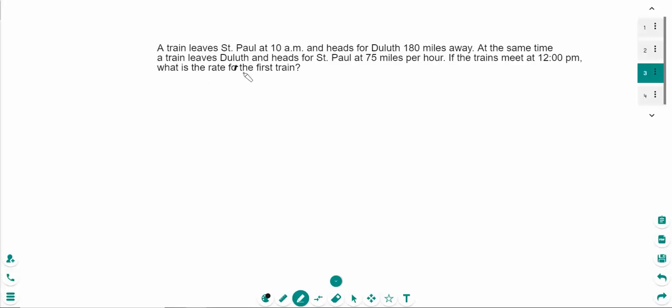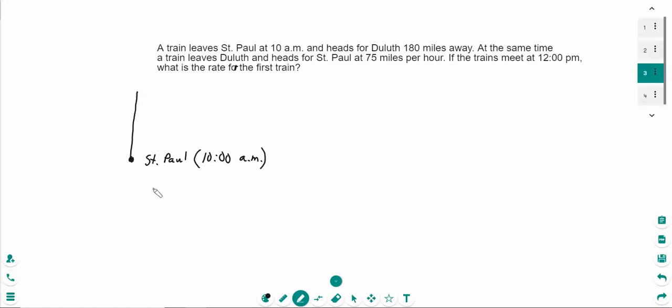A train leaves St. Paul at 10 a.m. All right, so here's St. Paul, and this is at 10 o'clock a.m. Okay, and it heads for Duluth. Well, Duluth is north, so we're going to say it goes this direction, up to Duluth, 180 miles away.